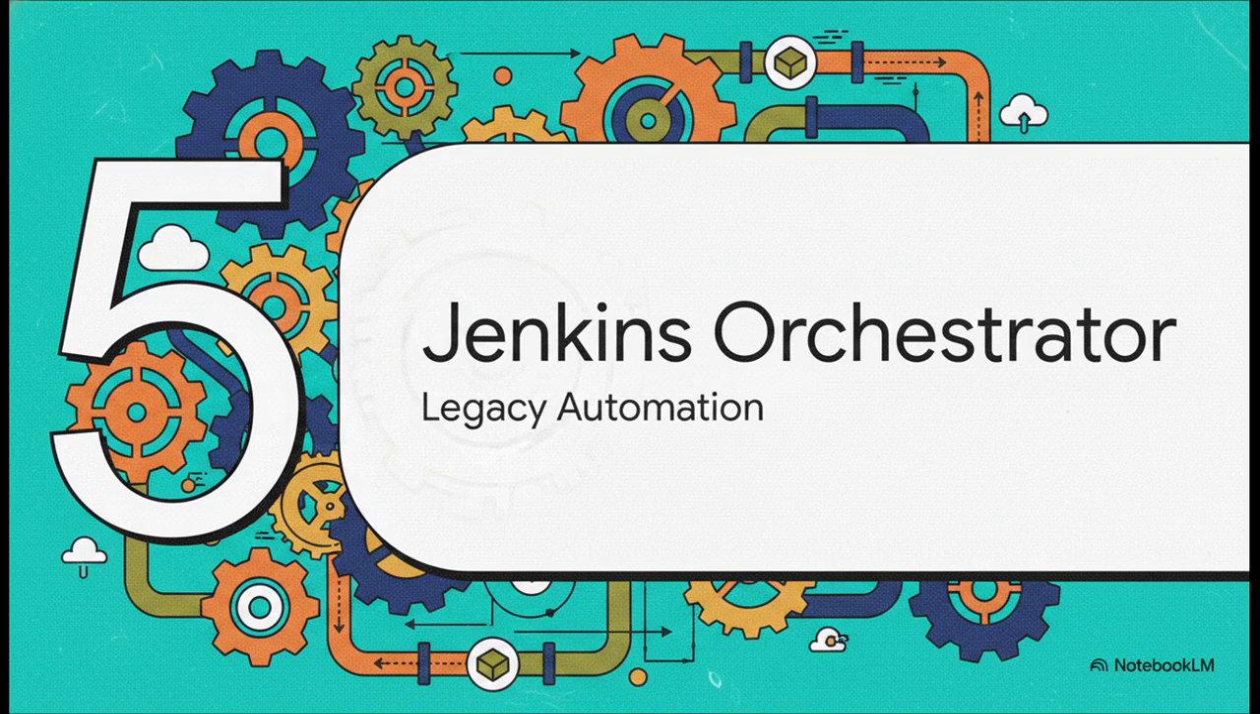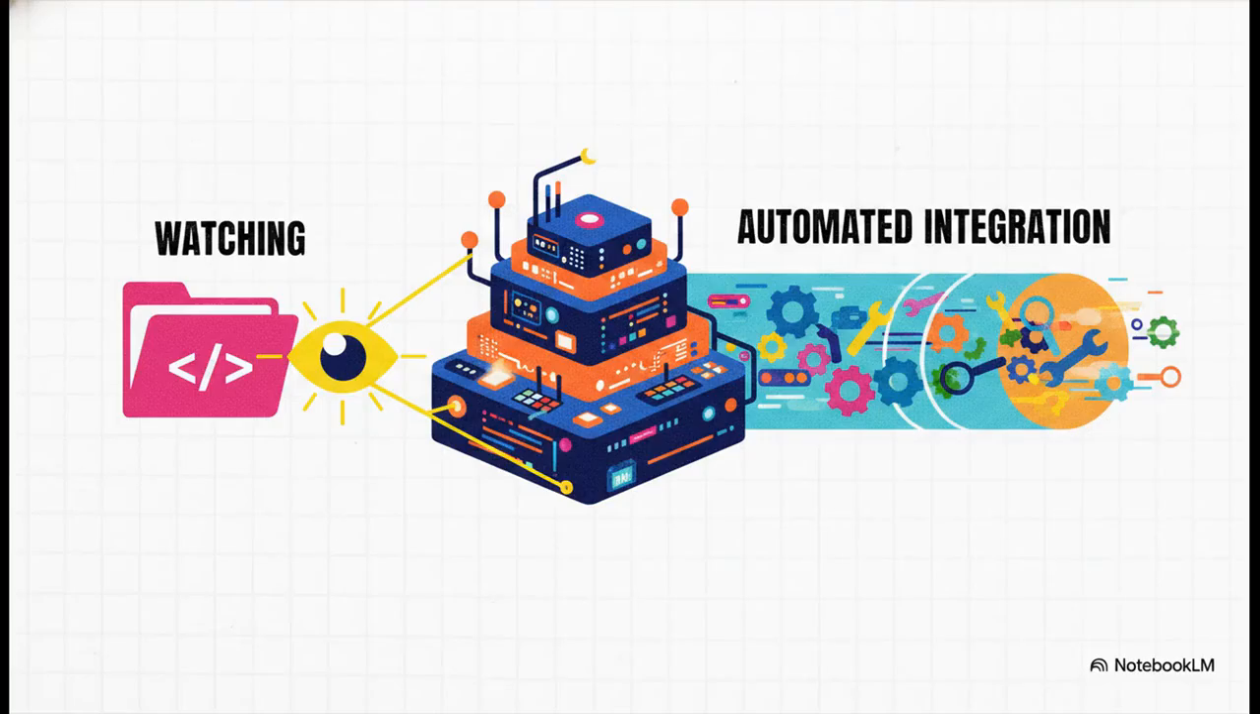Let's hit Section 5, orchestrating with Jenkins, looking at legacy automation. For years, Jenkins was the undisputed king of orchestrating this entire pipeline. It essentially just sits there, keeping a close eye on your GitHub repo. The very second a dev commits new code, Jenkins springs to life. It acts like a giant funnel, pulling in tools like Maven for building and Sonar for quality checks, and automatically running all your tests for you.